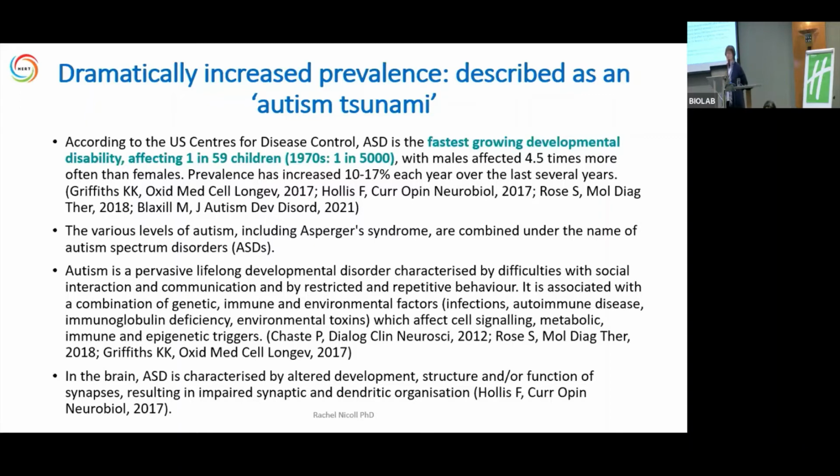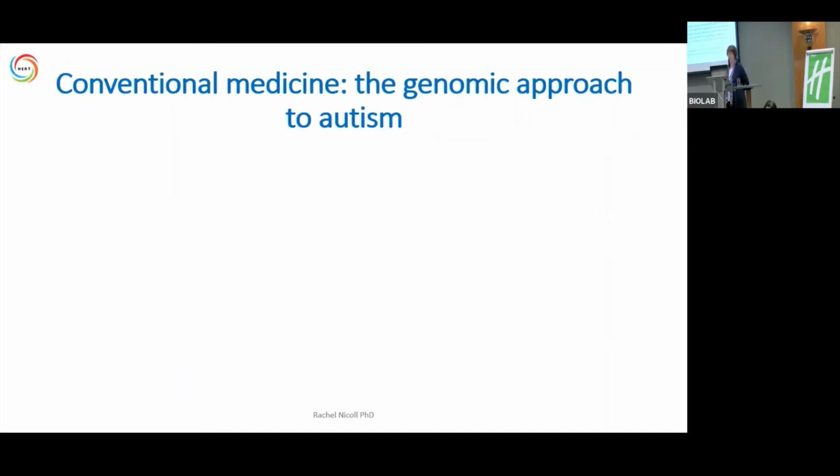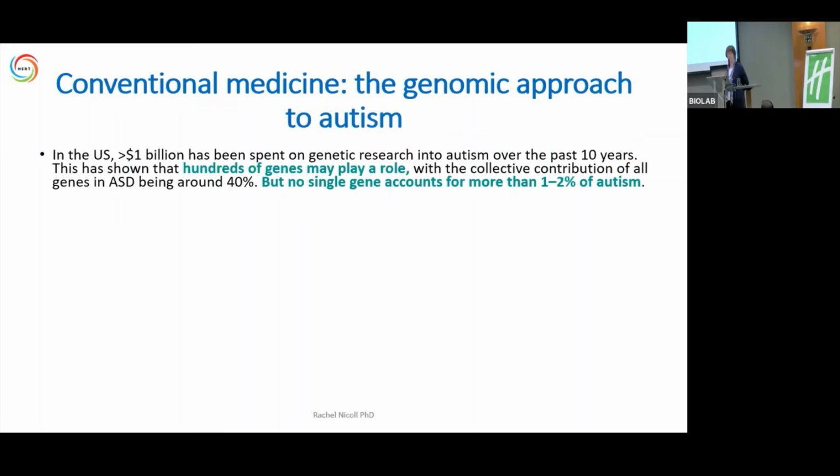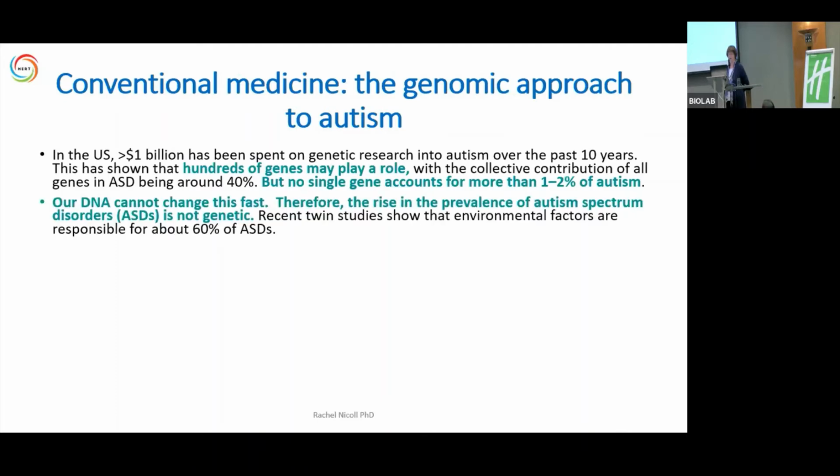Now, admittedly, diagnosis has improved, but not that much. So conventional medicine has taken the genomic approach again, as with cancer. The US has thrown more than $1 billion at this. And guess what? They found that hundreds of genes can play a role, but no single gene accounts for more than 1 to 2% of autism. Our DNA just cannot change this fast.